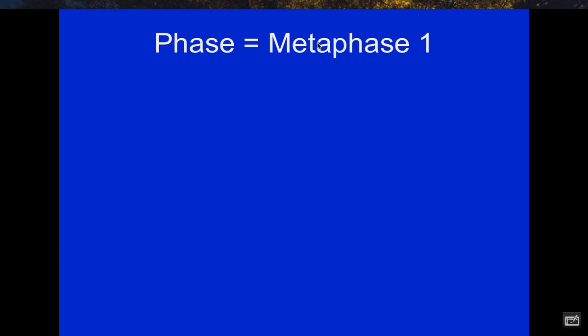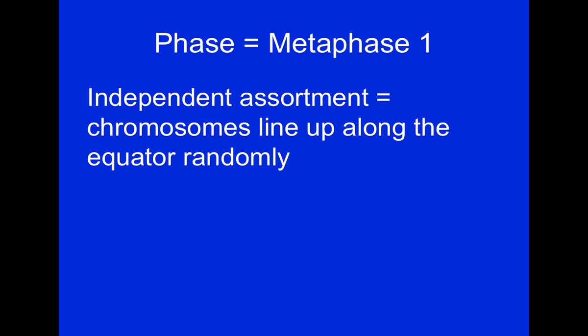All right, so the second phase is metaphase 1. And in metaphase 1, we have independent assortment. So the chromosomes are going to line up along the equator kind of randomly.